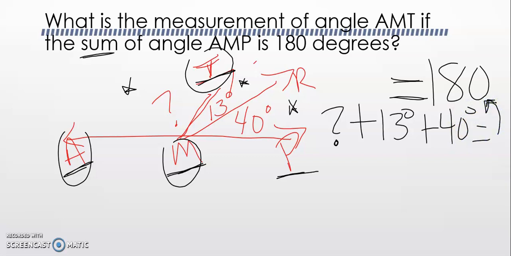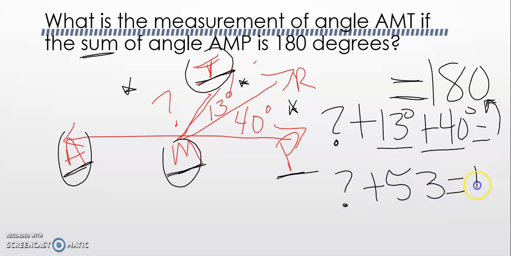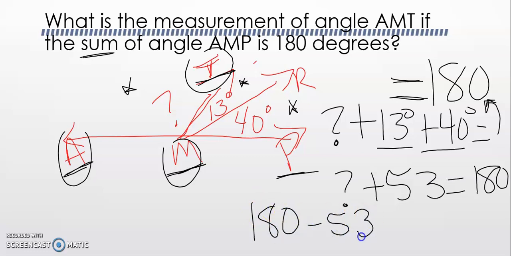All right, so I'm going to add what I know. 13 plus 40 will be 53. And I'm going to bring down the rest of my problem. So I'm solving for the question mark. Do the opposite to find the missing part of addition, and the opposite means to subtract. So I'm going to write out my new equation. And I'll go over here and work it out.